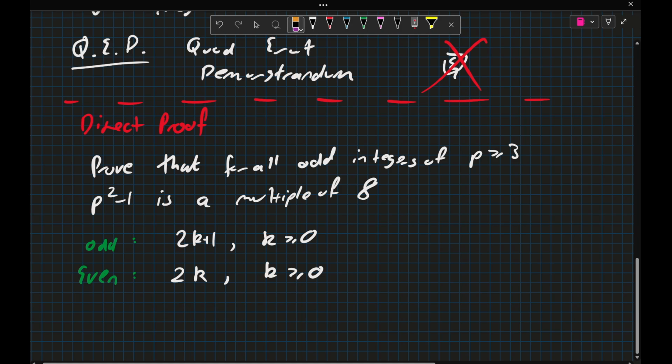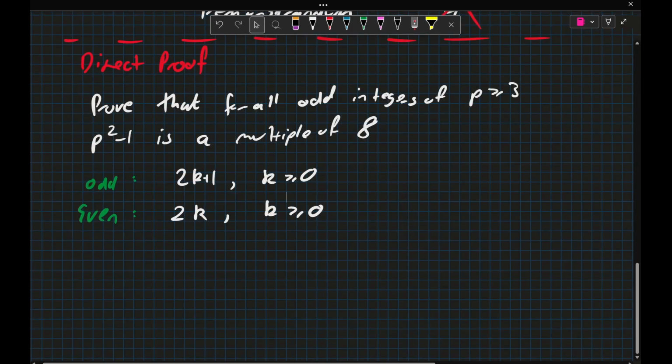So how do we tackle this question here? Prove that for all odd integers p greater than or equal to 3, p squared minus 1 is a multiple of 8. So when it just says prove that, you can use any method you want. You can use induction, which is going to be a future technique we're going to know. But for here, we're going to do a direct proof. So how do I do that? Well, at the beginning, you say let p equal 2k plus 1 because it's odd, again stating that k is greater than or equal to 0.